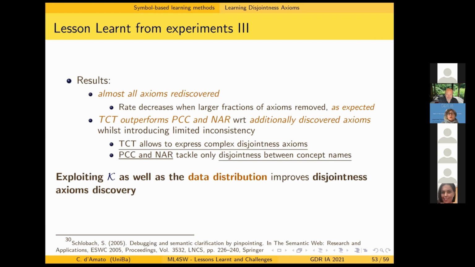But our method grounded on the exploitation of the terminological cluster trees outperformed the purely statistical based methods in terms of additional discovered axioms. And this is due to the fact that whilst methods based on a purely statistical approach can only learn disjointness axioms between concept names, the method grounded on terminological cluster trees is allowed to learn disjointness axioms that take into account also complex concept descriptions, thus showing that the exploitation of the background knowledge and the reasoning capabilities may play a role in this regard.